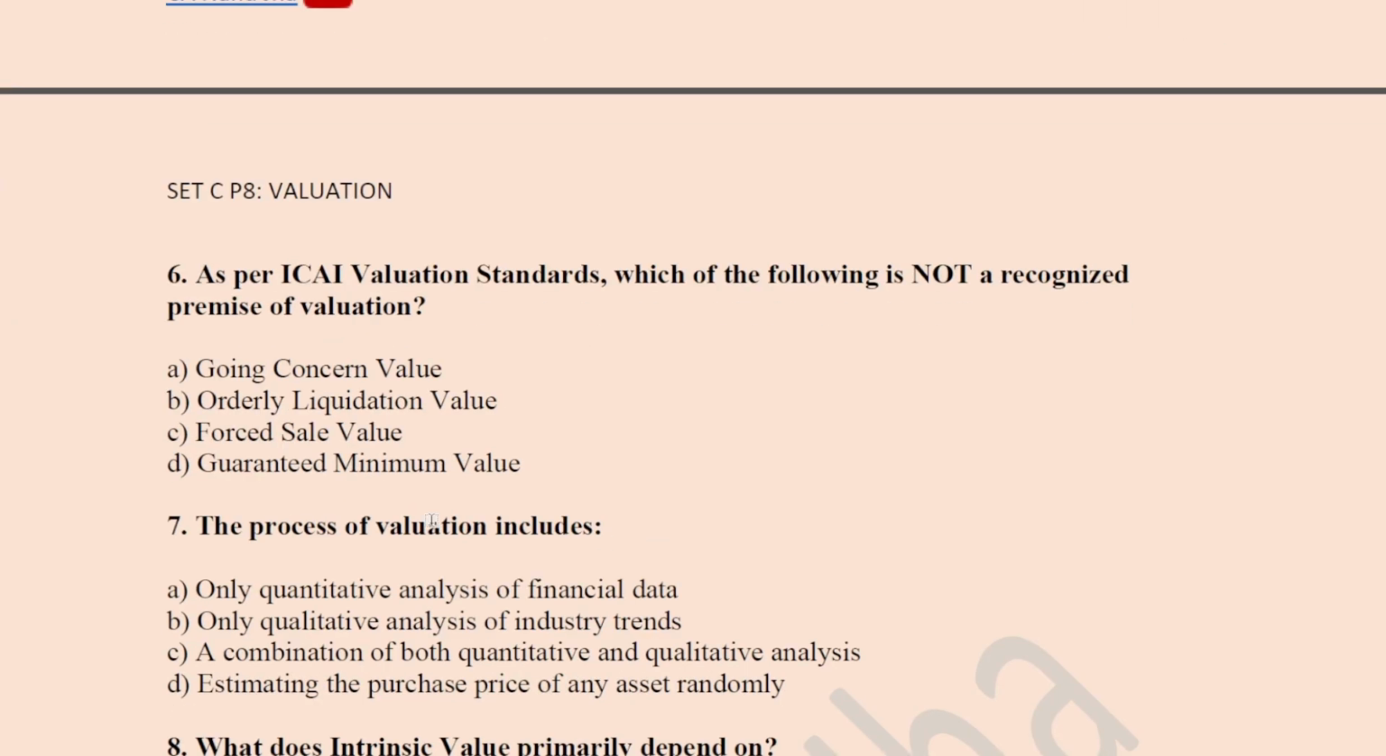As per ICA valuation standards, which of the following is not a recognized premise of valuation? Going concern value, no. Orderly liquidation value, no. Forced sales, yes. Guaranteed minimum value, no. So the answer is C.